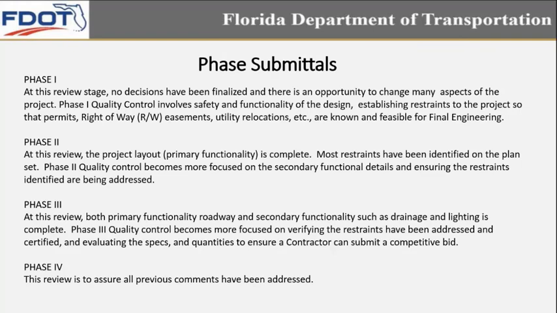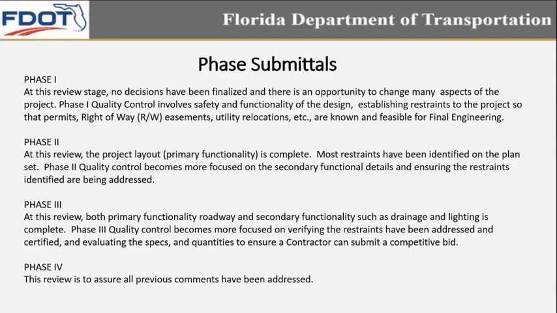We'll run through the phase submittals here. Phase 1, at this review stage, no decisions have been finalized, and there is an opportunity to change many aspects of the project. Phase 1 quality control involves safety and functionality of the design, establishing restraints to the project so that permits, right-of-way, easements, and utility relocations are known and feasible for final engineering.